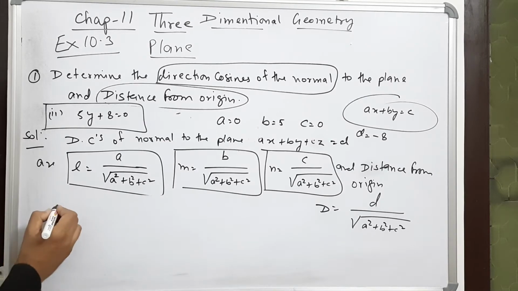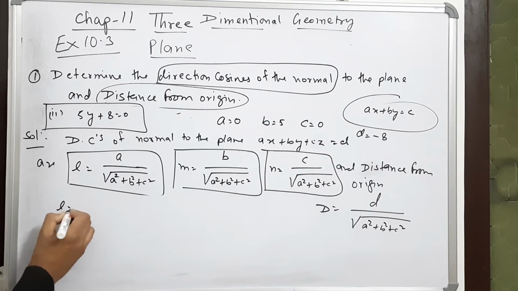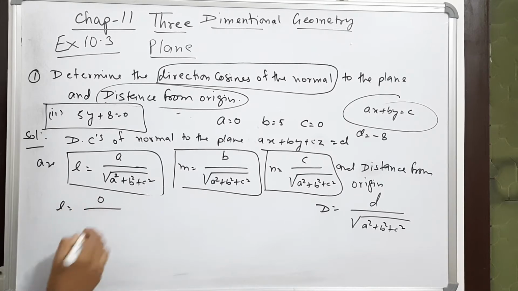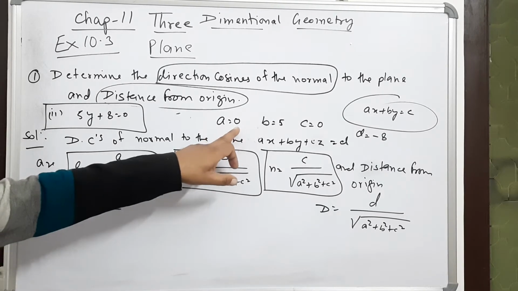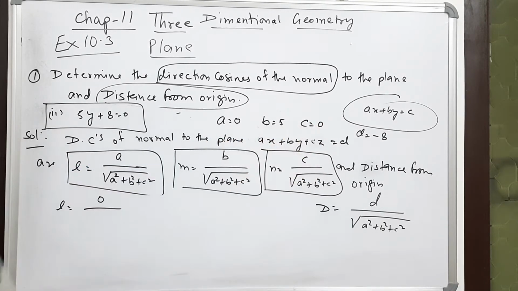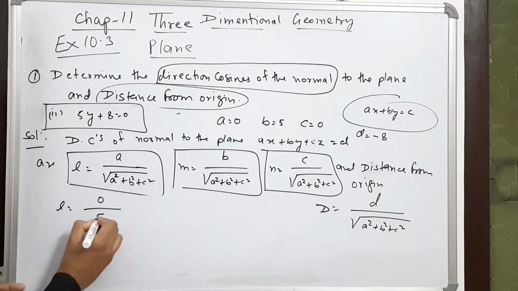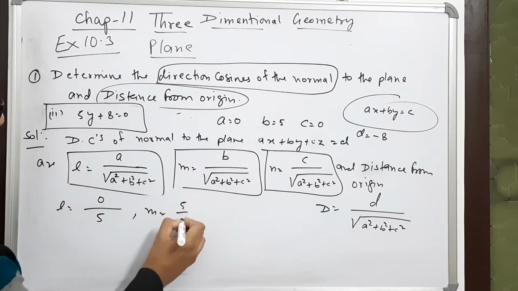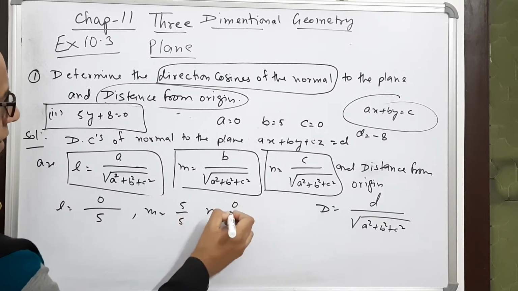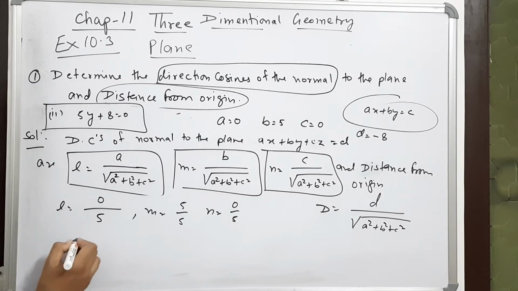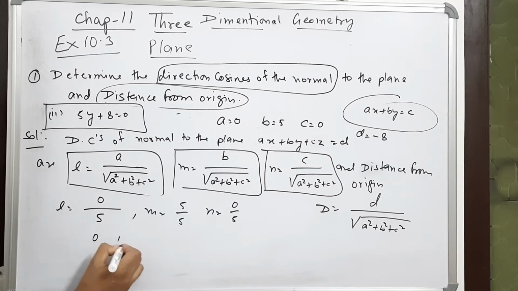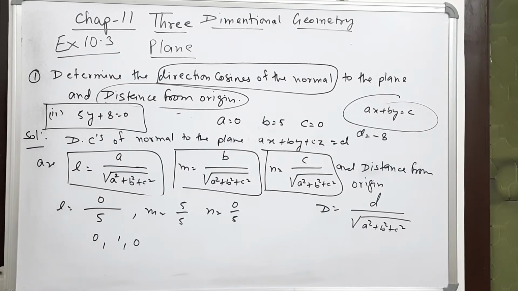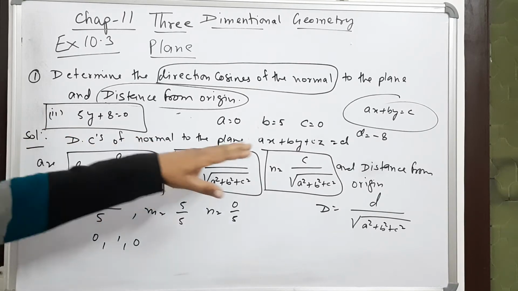So what will be the value of l? It is 0 upon root of a square plus b square plus c square, which ultimately will be 5 only. Then m is 5 upon 5 and n is 0 upon 5. So the answer is 0, 1, 0. These are the direction cosines of the normal to the plane.